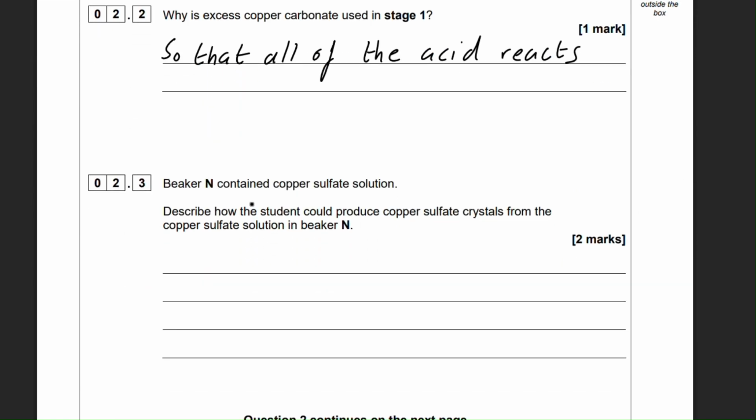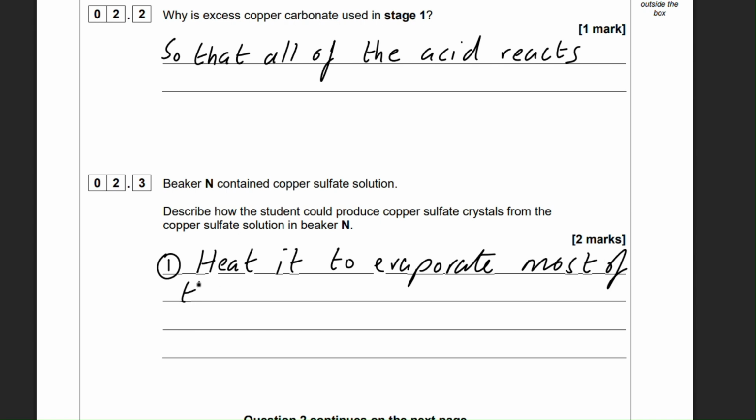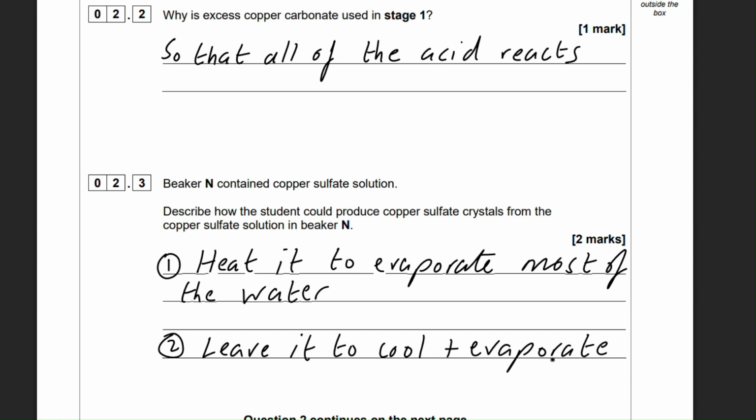So to remove the water, what you need to do is heat it. That is going to be my first comment: heat it to evaporate most of the water. And then you want to leave it to cool and evaporate more slowly to give crystals. So that's your next question done.